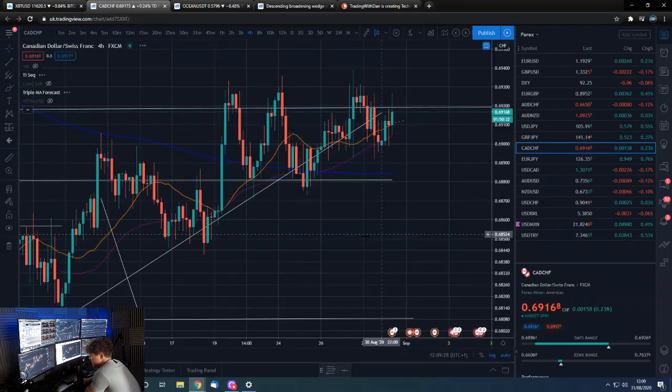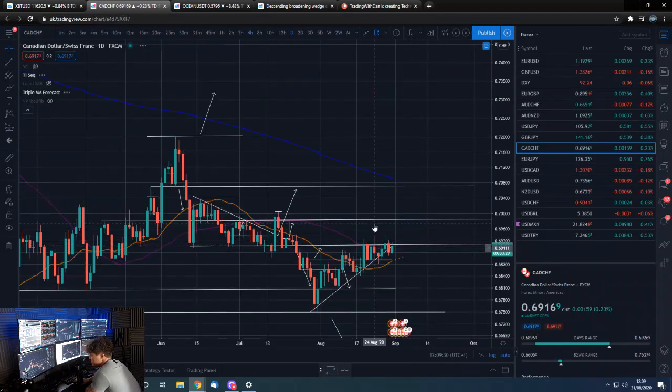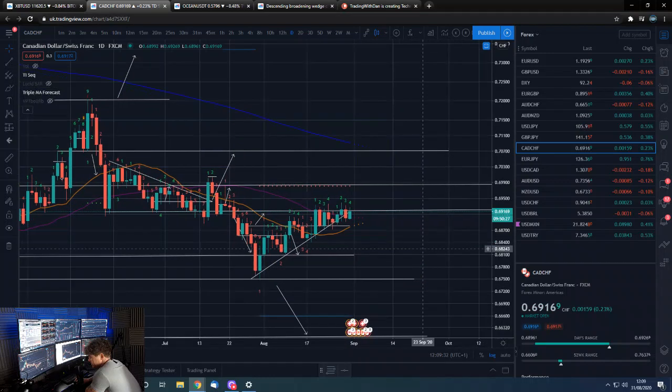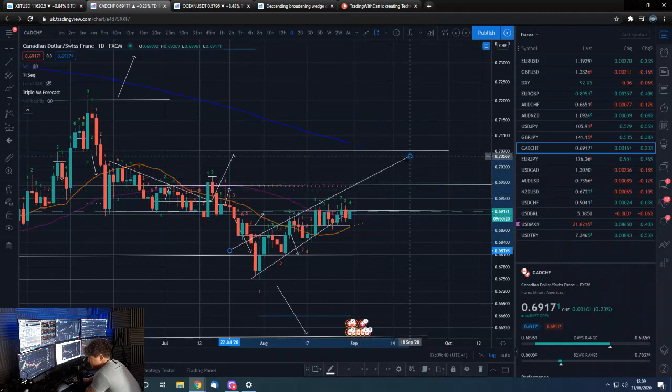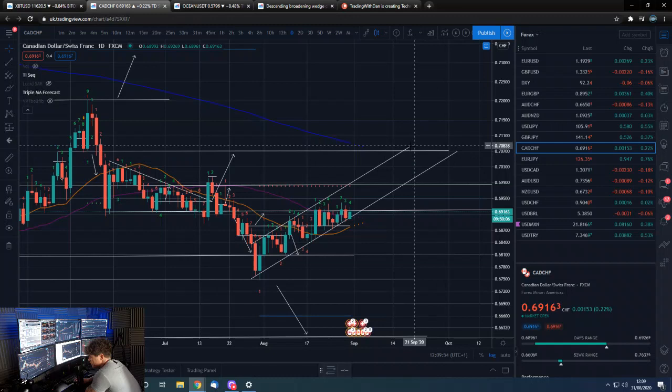Canadian dollar, Swiss franc. Let's go to the daily. I don't know whether it really is an ascending triangle. Well, it's clearly not, but we've sort of got a channel. Are we going to stay in the channel? I might adjust this a little bit just to make it work a little bit better. Yeah, we've got this channel then. So are we just going to stay in this channel? Potentially we can do that.